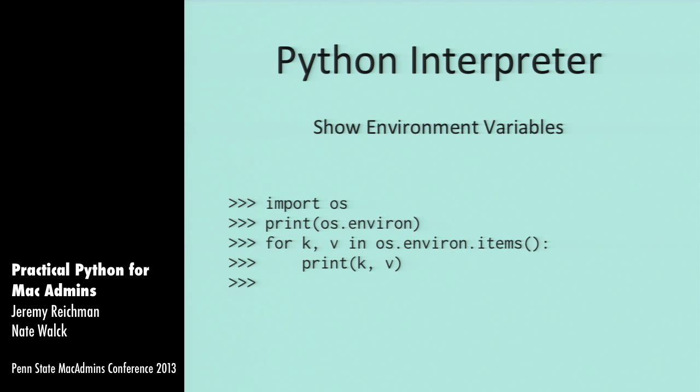So if you do this for statement here, you can do for k, comma, v, so for a key and a value in os.environ.items(), print that key and that value. What that does is it puts one key and value on each line, so it makes it a little bit easier to read. And it's useful for many different things. Anything that comes in key value form, it's a great way to iterate through and present it in a usable fashion.